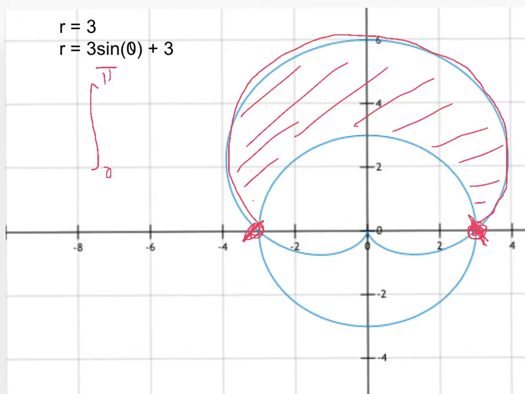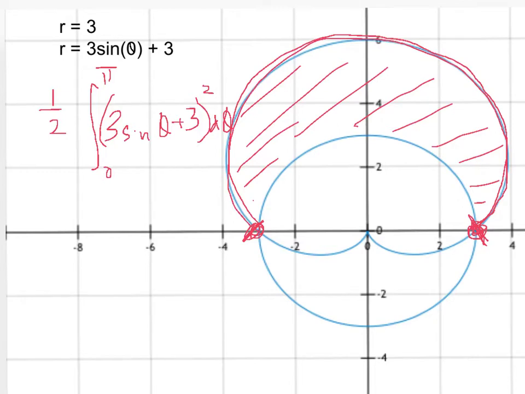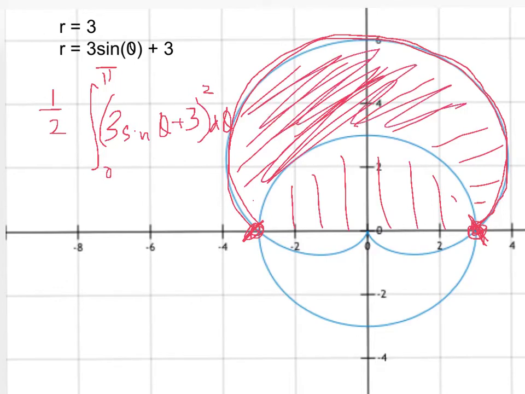So if I did 1/2 the integral of 3 sine theta plus 3 squared d theta, that would give me the entire area inside this shape. Problem is, it would also include this, which I don't want. I just wanted this part.